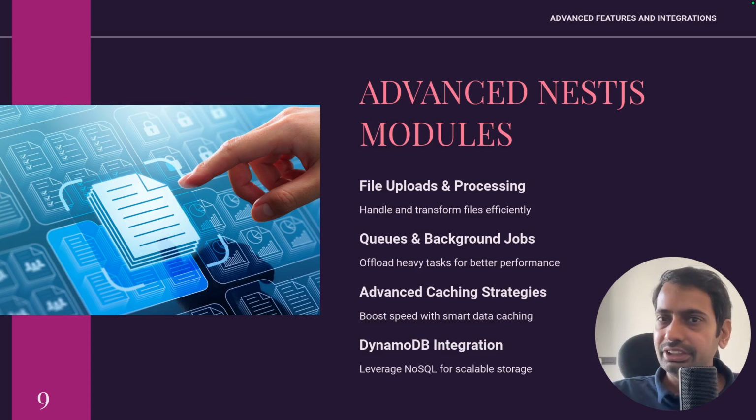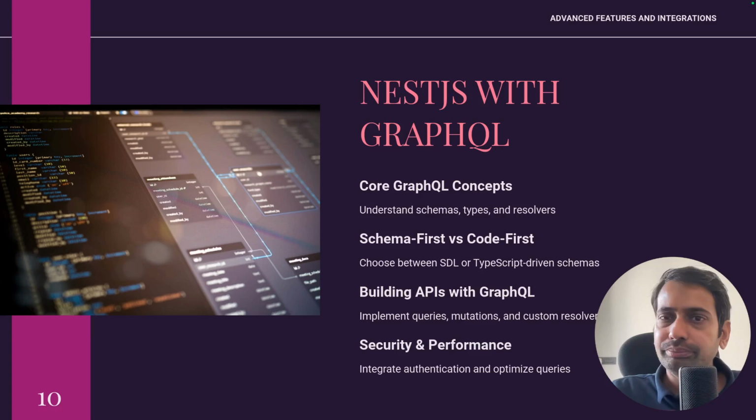Advanced features and integrations. So integration with the queues, integration with the file, background jobs, NestJS events, NestJS caching strategy, DynamoDB integrations, any other external integration like ELK, integration with any third party platform, GraphQL, because this is a dedicated section. It can be independent codes also. NestJS with the GraphQL schema first or code first approach, security, performance, and how can we write end-to-end GraphQL APIs with that.